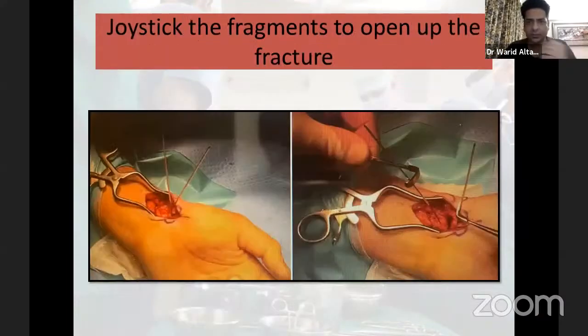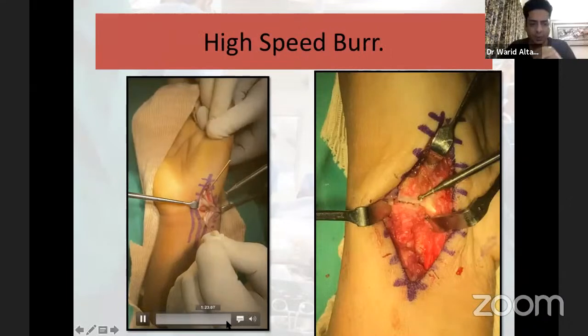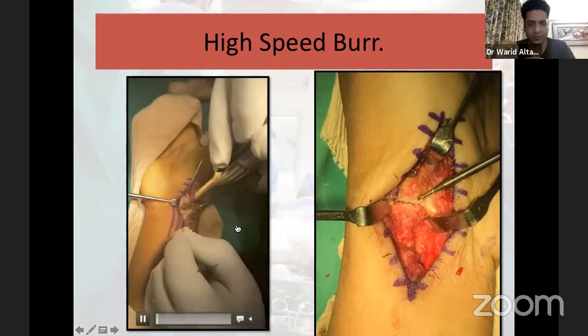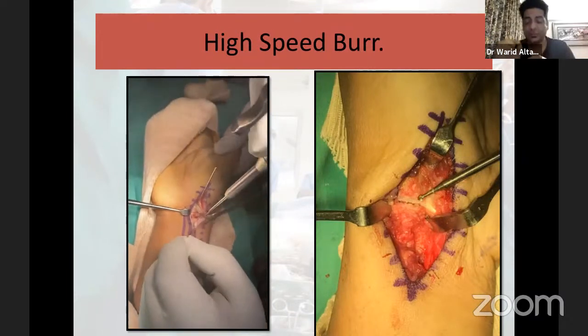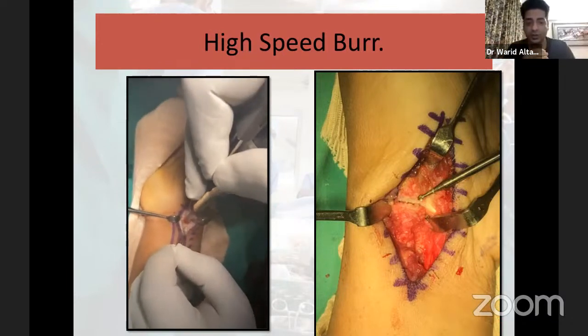That is again showing the same thing: joysticking of fragments with wires. Once you have adequately opened the fracture site, you use a high speed burr, which is a very good tool to remove all the fibrous tissue until you see bleeding bone.